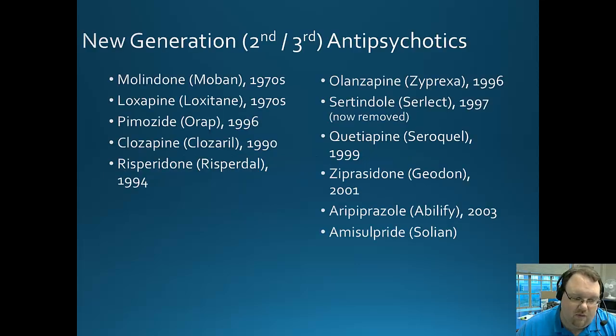So this led to the development of the atypical antipsychotic drugs. These are the ones that you guys have probably seen a lot more of in your practice at work. Here's a list of them and when they were developed. Many of these names are going to look familiar to you. We're going to be talking about half of them in some detail.